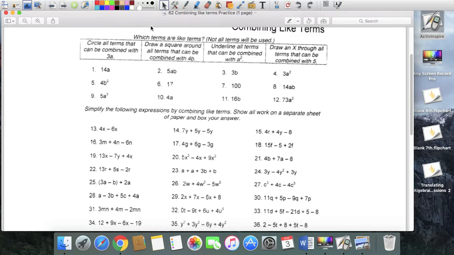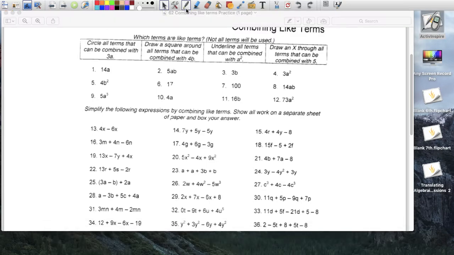So it says which are like terms, not all terms are used. Circle all the terms that can be combined with 3a. Well, anything that's 3a. So this is this one, and this one, and that's it. Remember, it has to have the same variable with the same exponent.